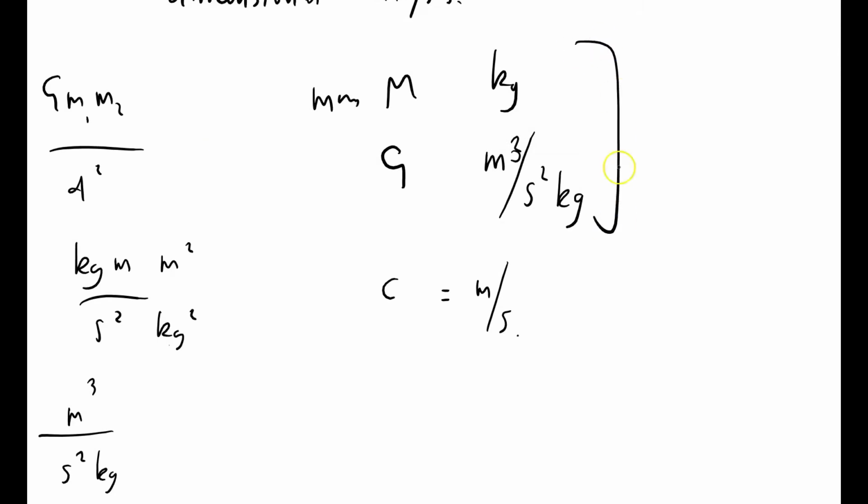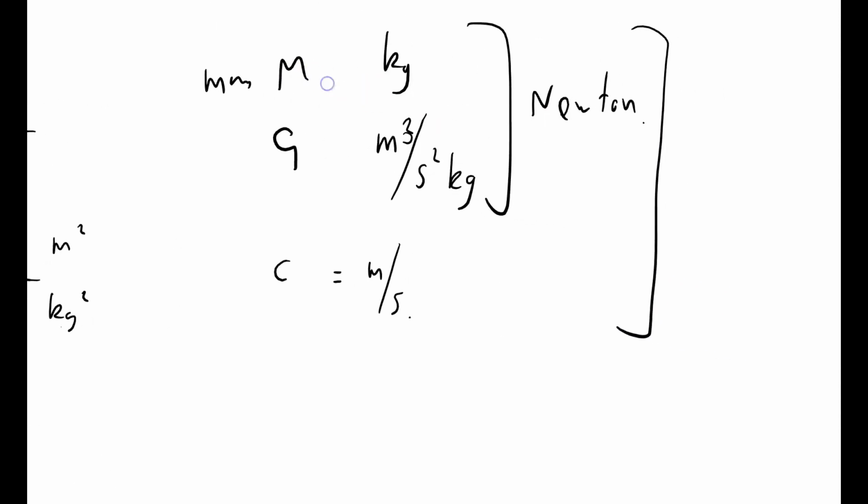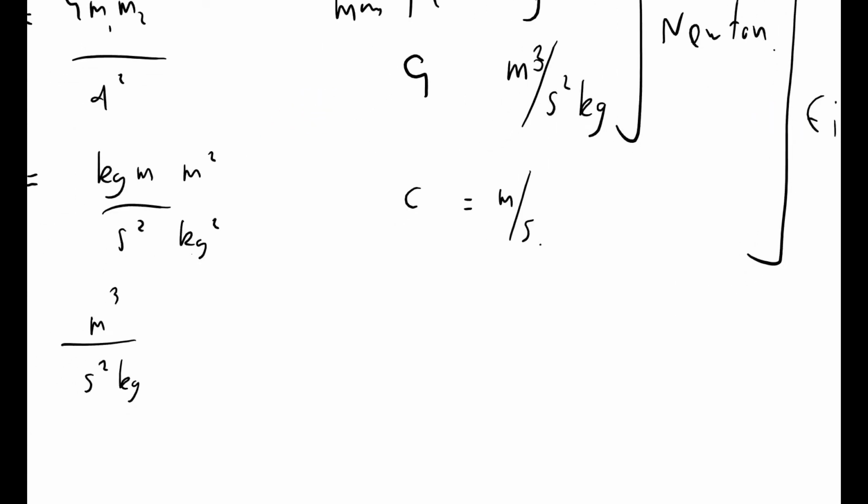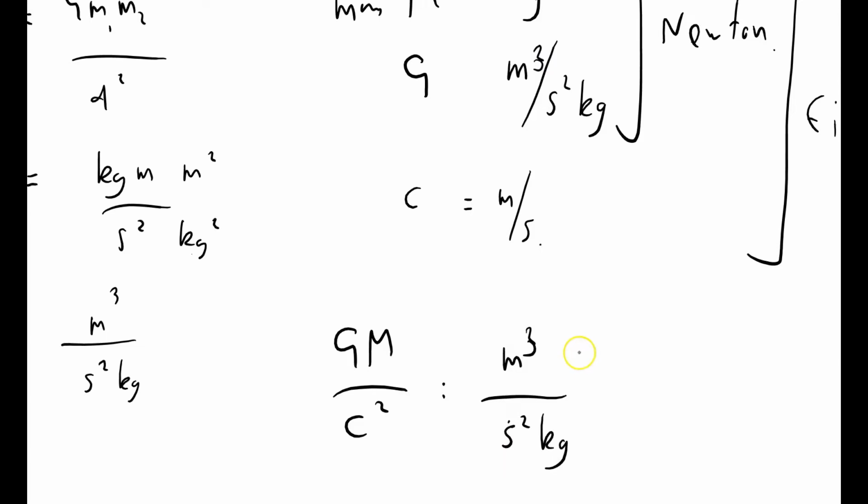Now, Newton only had these. But of course, in relativity, we've got an extra thing to play with: Einstein gives us c. Now, here's the killer. If I form the group GM over c squared, what units has that got? Meters cubed per second squared kilograms for G, kilograms for the mass, and meters squared per second squared for c squared. And lo and behold, everything cancels out except for a single length scale, which is meters.